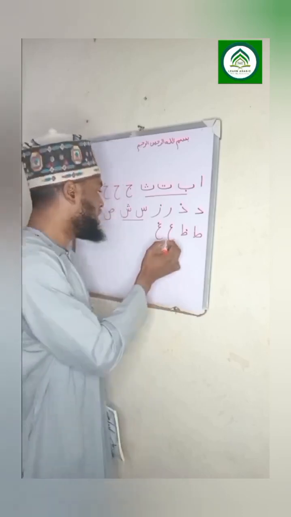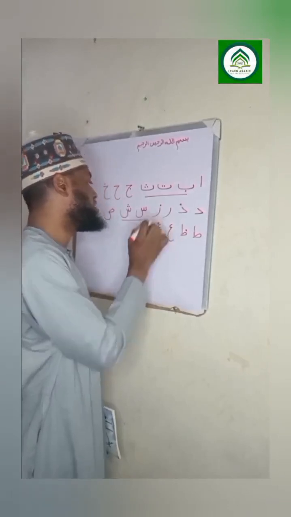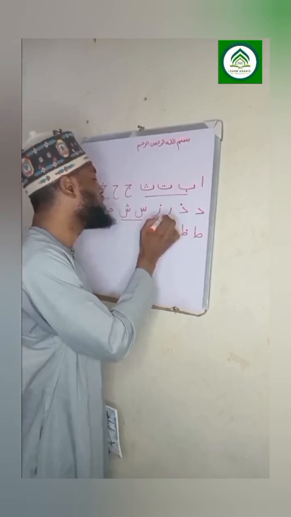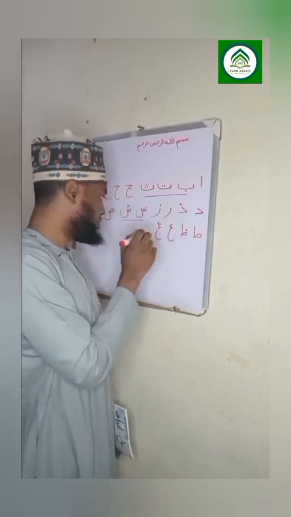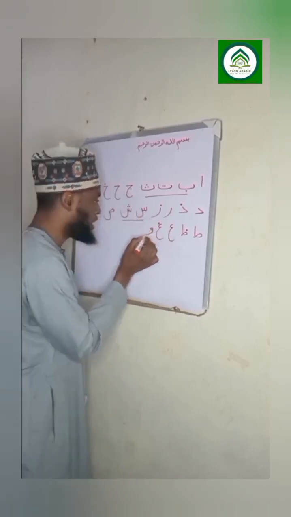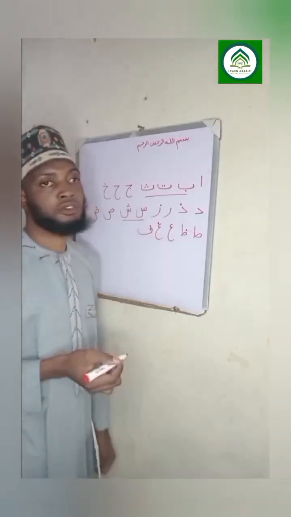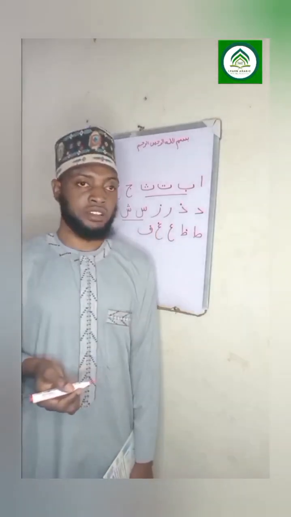This one is called Ain, and this one is called Ghain. This one has one dot and this one has no dot. So make sure you practice it so that you can master it. Let us move to the next letter. Fa. This one is called Fa, not Faf. There is no letter in the Arabic language that is called Faf.